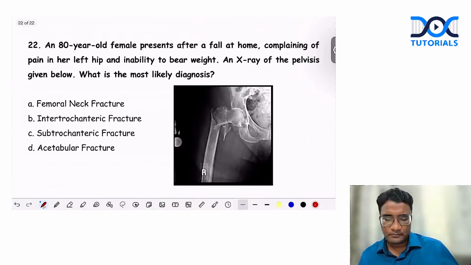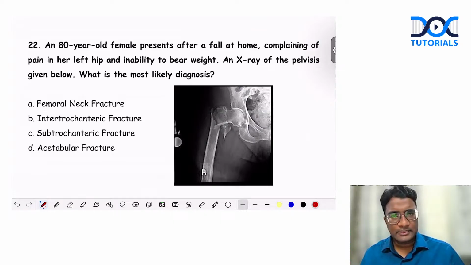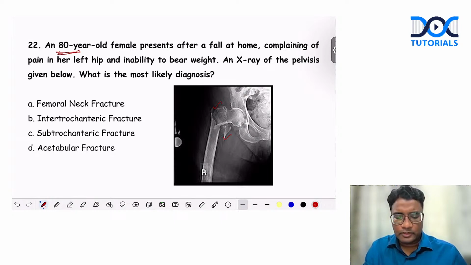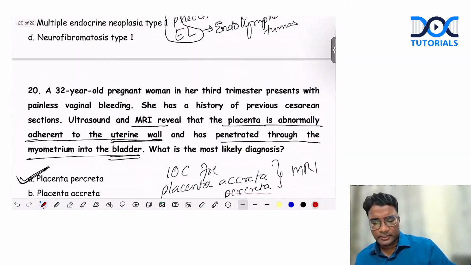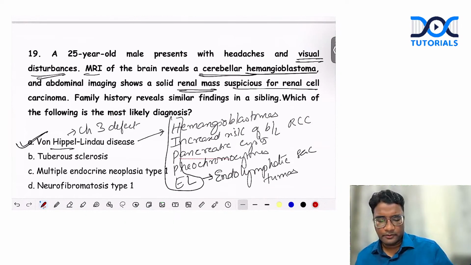Then there was one question just asking what the fracture is. It's an orthopedic question. Between the two trochanters, there was a fracture, and they asked you what the fracture is. An elderly person with a fall at home. The answer should be intertrochanteric fracture.